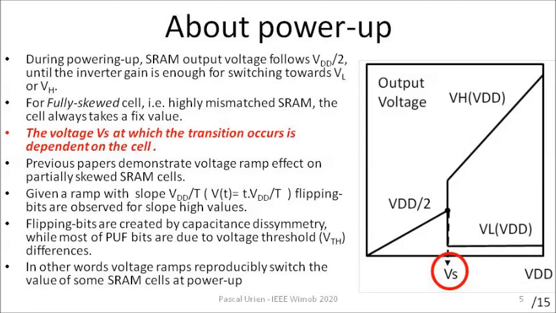Previous papers demonstrate voltage ramp effects on partially skewed SRAM cells. Given a ramp with slope VDD/T, flipping bits are observed for slope T values. Flipping bits are created by capacitance dissymmetries, while most PUF bits are due to threshold voltage VTH differences. In other words, voltage ramps reproducibly switch the value of some SRAM cells at power up.